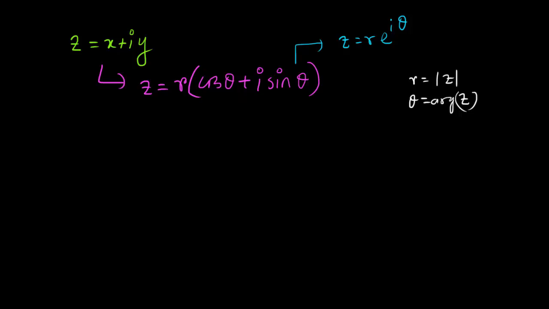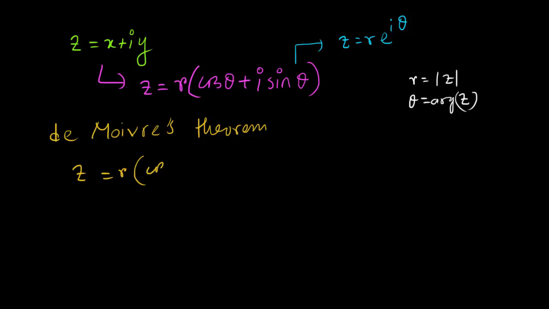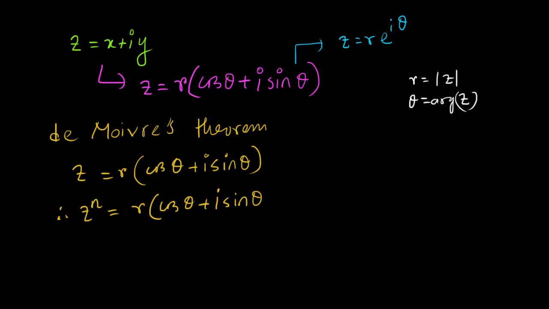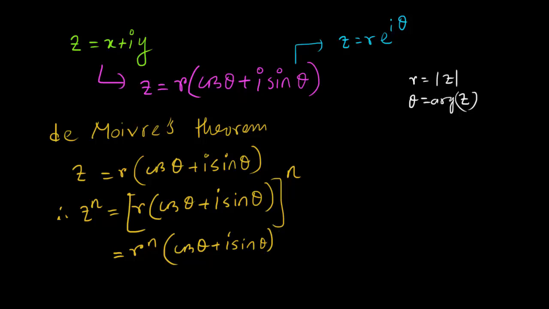Now we have a special rule known as de Moivre's theorem, and it states that if you have a complex number z equals r cos theta plus i sine theta, then you can write z to the power n as r cos theta plus i sine theta whole to the power n, which turns out to be r to the power n times cos theta plus i sine theta to the power n, which turns out to be cos n theta plus i sine n theta.